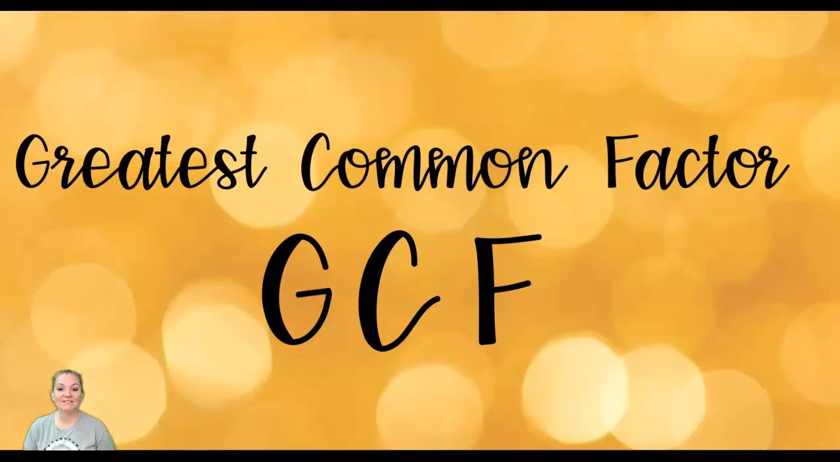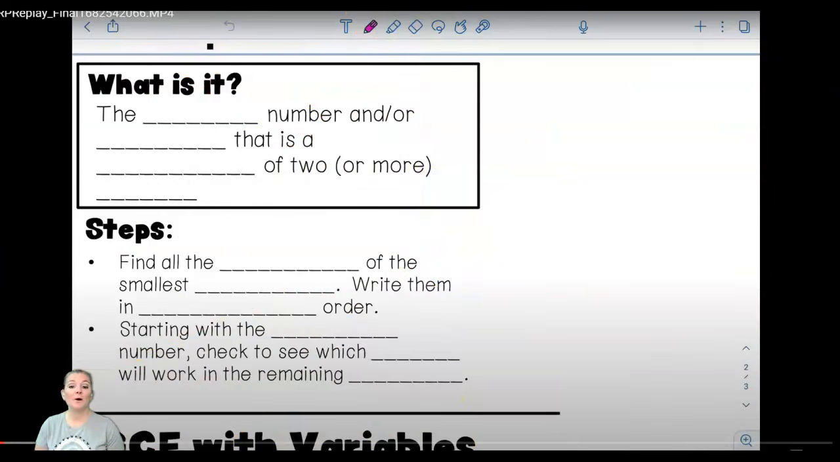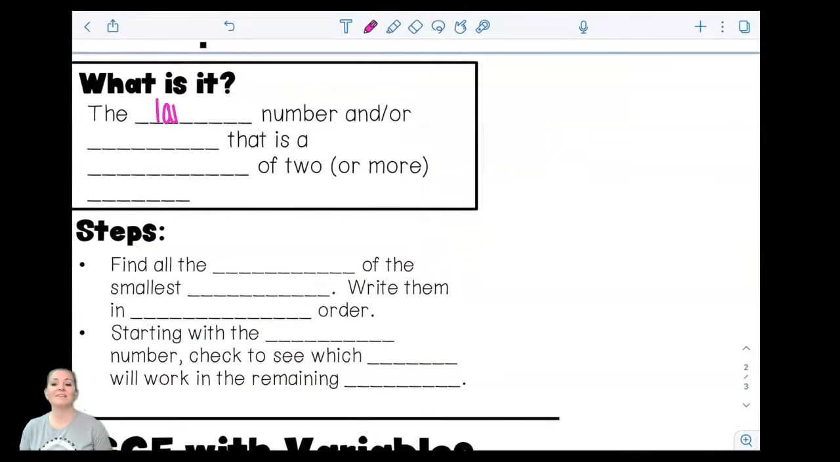So today is video 2 of day 3 for Unit 8, Polynomials and Rationals, and we are covering greatest common factor, which we like to call GCF. So first let's talk about what it is. It's the largest number and/or letter that is a factor, meaning it's a multiple of 2 or more terms. So if you have multiple terms, the GCF needs to be able to go into all of those terms.